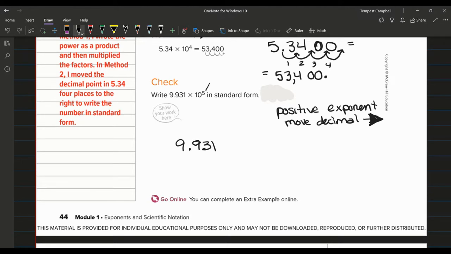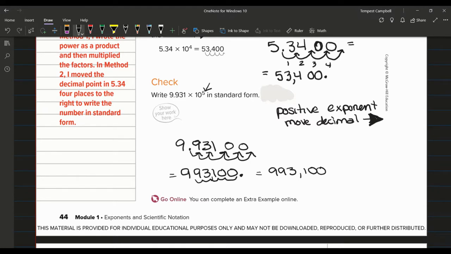9.931 and I have a positive 5, that means I'm going to go 1, 2, 3, 4, 5. So I moved it here. I get 1, 2. So I should have 99310 because my decimal should be at the end. So 1, 2, 3, 4, 5. Double check it. And then I should have a comma. So I should have 993,100.